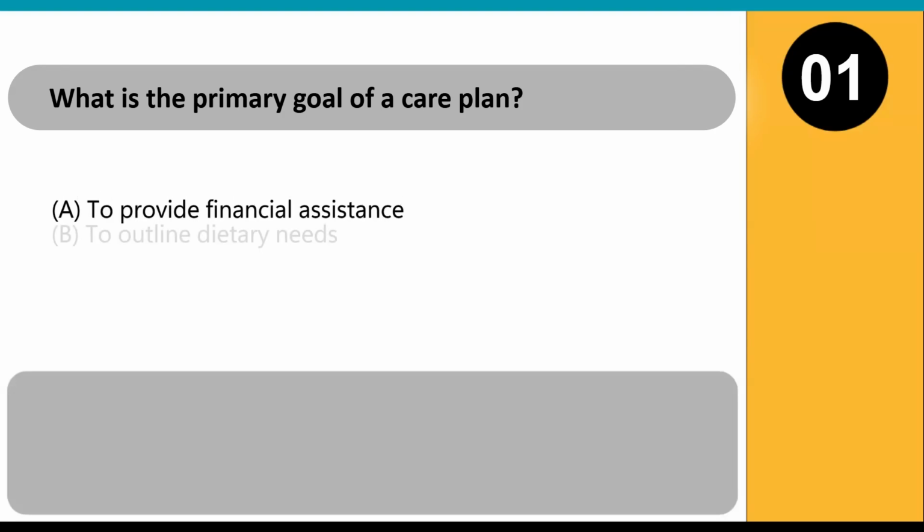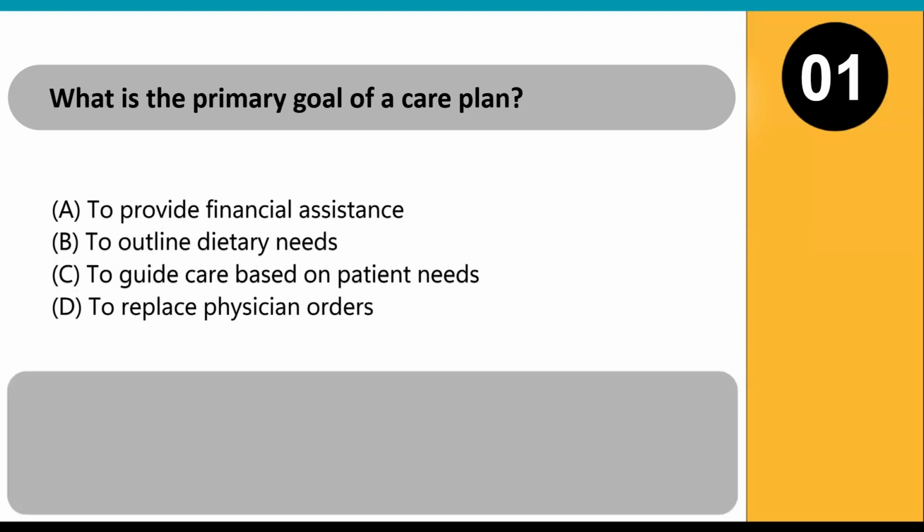What is the primary goal of a care plan? A. To provide financial assistance. B. To outline dietary needs. C. To guide care based on patient needs. D. To replace physician orders.